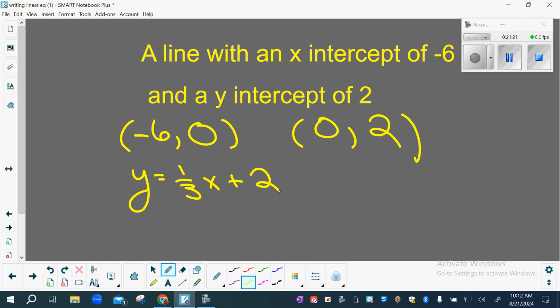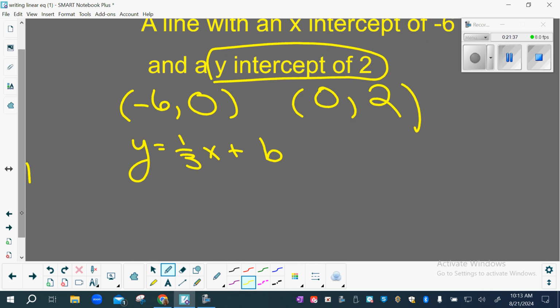The first thing I'm going to tell you is the easiest way to get to this word right here. That's one way because it tells you. But if you're like many of my sweet lambs out there, and you're like, I need to do the work, let's do it. Let's plug in 0 and 2 or -6 and 0. I don't care, but I'm going to use 0 and 2. So I'm going to get 2 equals 1/3 times 0 plus B. Boom. That goes away.